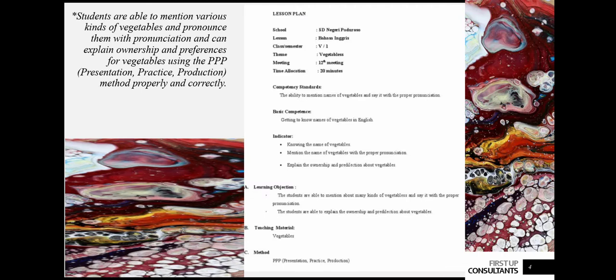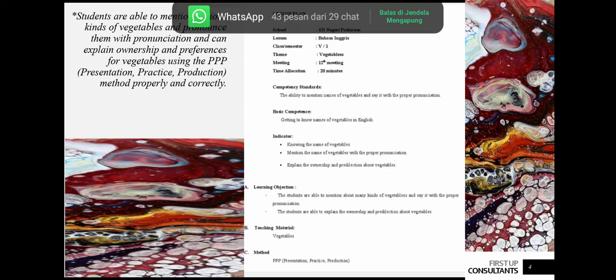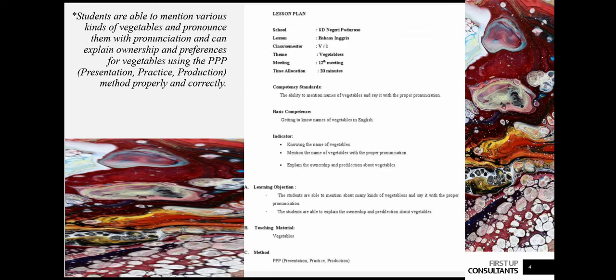And second RPP, students are able to mention various kinds of vegetables and pronounce them with proper pronunciation, and can explain ownership and preference for vegetables using the PPP (presentation, practice, production) method properly and correctly.